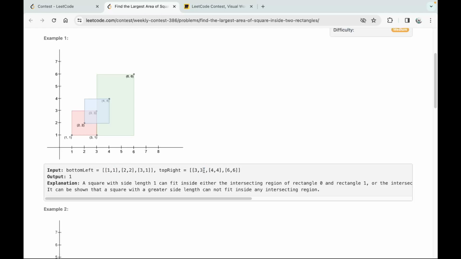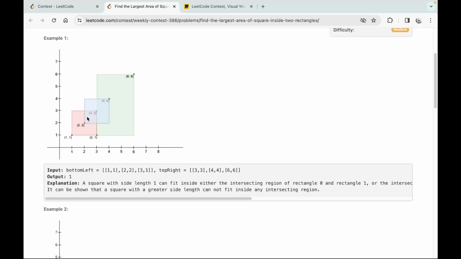And then what we have to do is check all these rectangles. Here three rectangles are given to us, and they can have some intersecting points. In this figure you can see this is the first rectangle, from 1 comma 1 to 3 comma 3, that is given here. And then you have the second rectangle, this blue one, which starts from 2 comma 2 at bottom left and goes up to 4 comma 4 top right corner. And the third one is colored green, which starts from 3 comma 1 and goes to 6 comma 6.